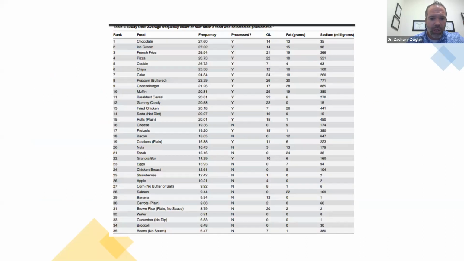So this is ranked from 1 to 35. 1 is the most likely food that people binged on, and these were college students. So chocolate was number 1. Let's notice a few things. The first 15 items that you were most likely to binge on were processed foods. Processed foods. The items on the bottom, cucumbers, who's binging on cucumbers and carrots? Obviously, that's not a binge food. But they're processed foods, foods that we have processed to make very good.